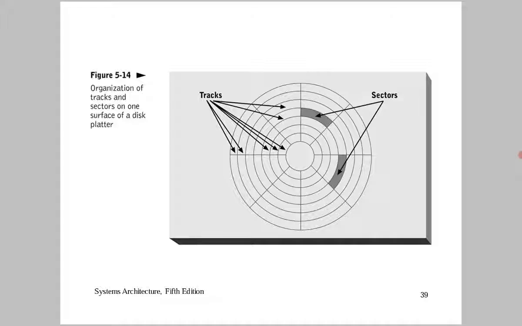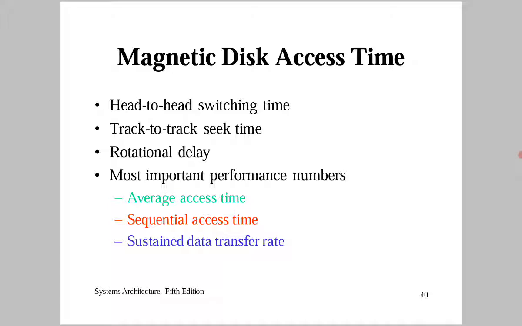So it is divided into tracks, and each track is again divided into sectors, and sectors are divided into blocks, blocks into records, records into bytes, and bytes into bits. So in this form the data or information is generally stored in the magnetic disk.